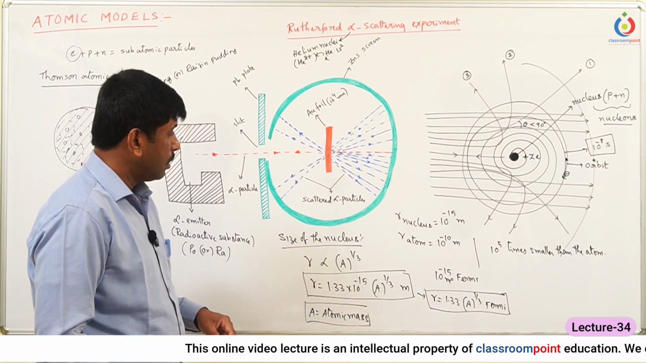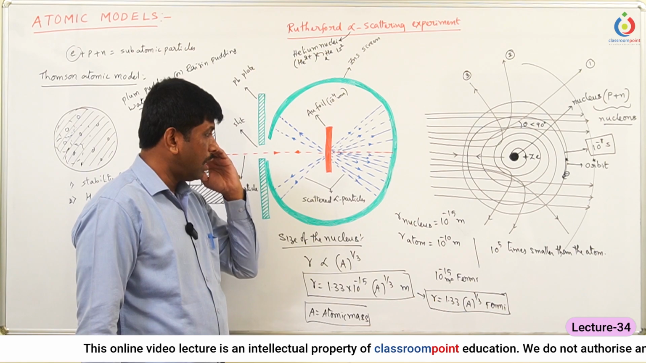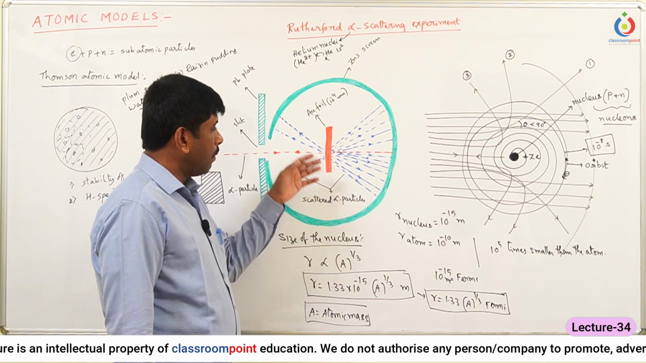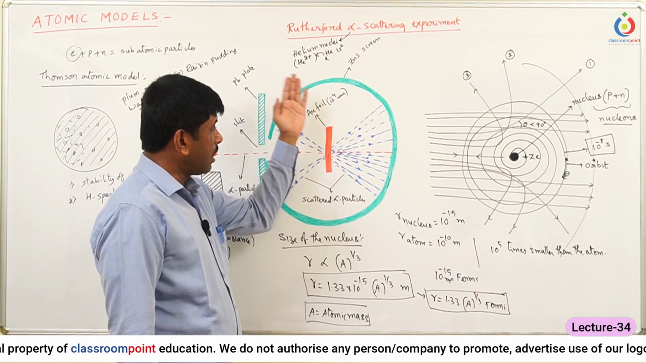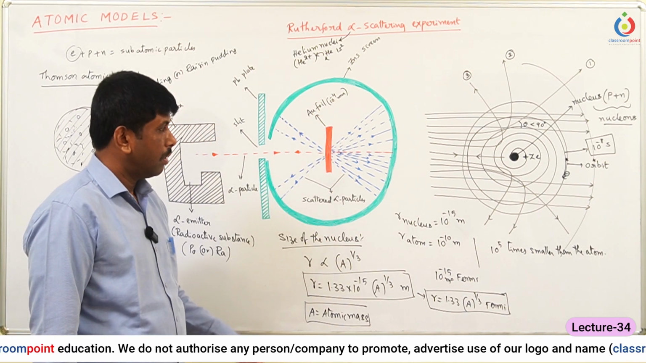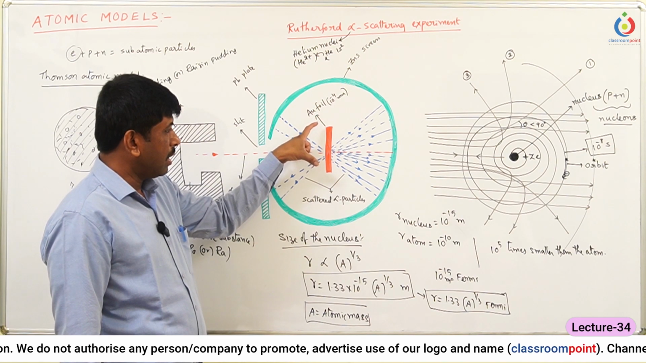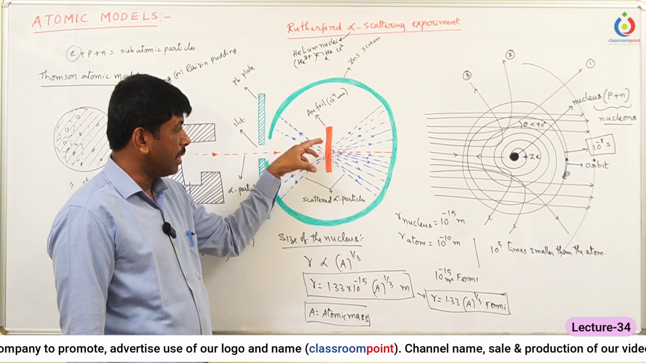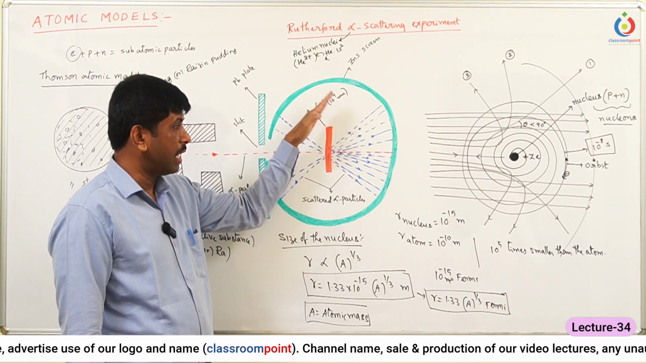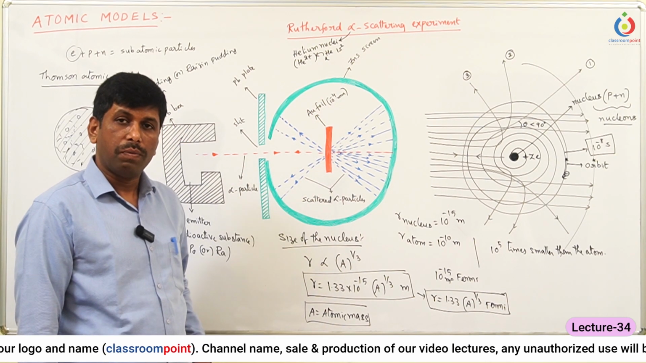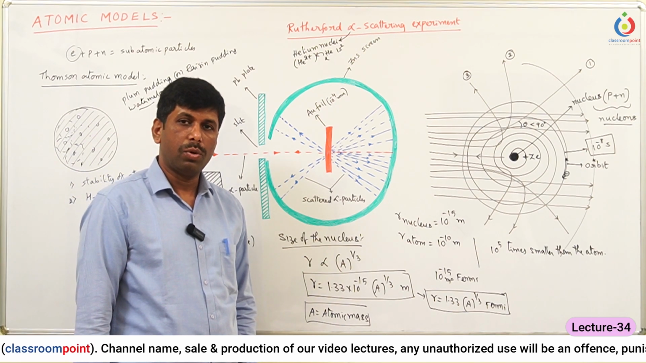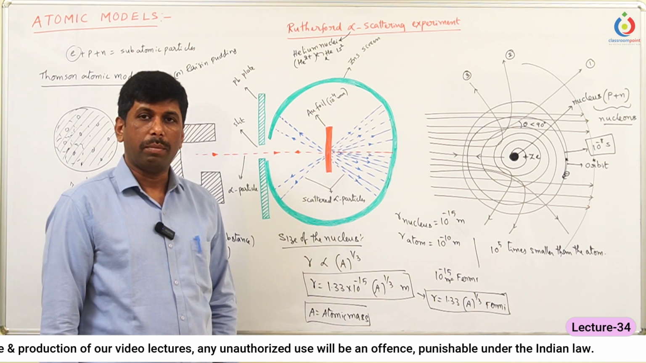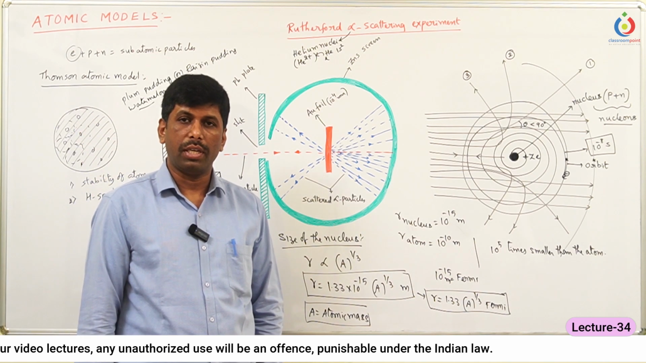Now the question is, what happens if, instead of the gold foil, you take heavier metals? When heavier metals are taken, the scattering angles increase. So when the metallic atomic number decreases, scattering decreases. When the metallic atomic number increases, automatically the scattering angles also increase. So from this, Chadwick concluded that the atomic number is directly proportional to the number of protons present in the nucleus.